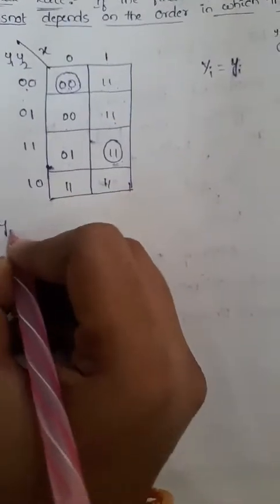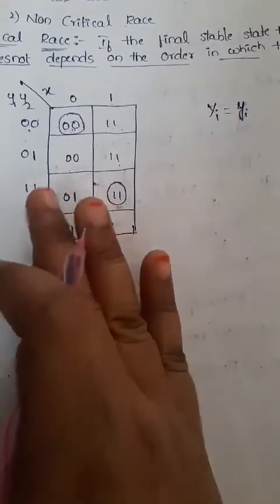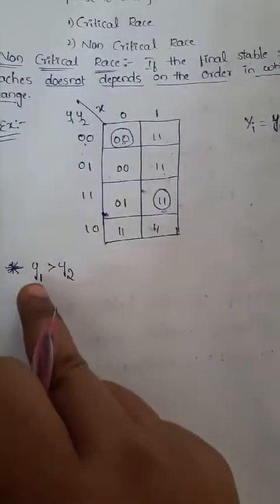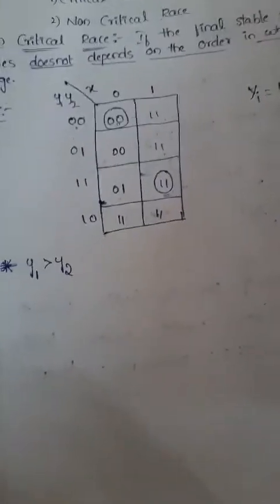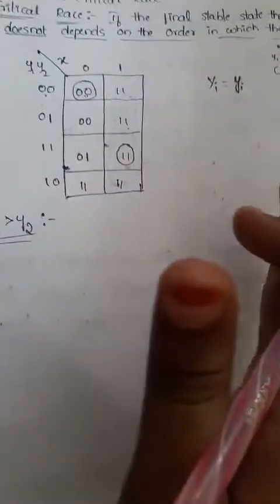So just now we said, right, that the present state and next state are connected through some delay elements. Okay, so that delay element may be greater as compared to y2. So how to get the race condition, now we'll see that. In that case there are two possibilities we are getting. From 0 0 it may go to the next state like this, so y1 is greater compared to y2 now.